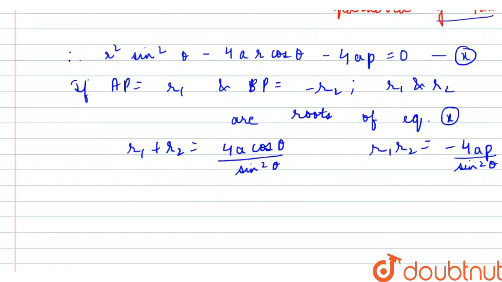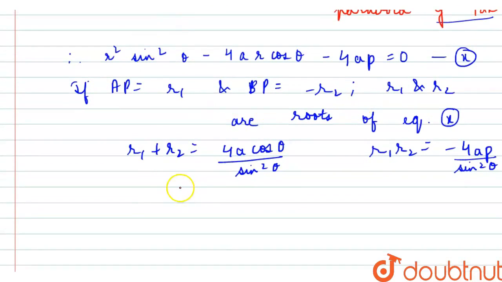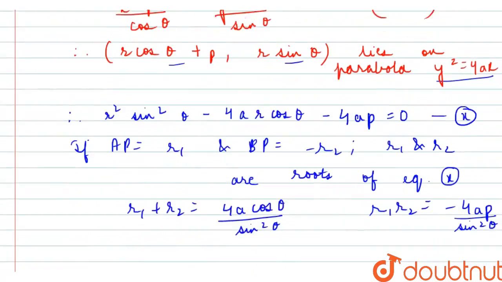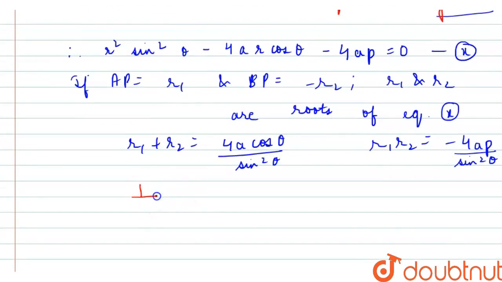Now let's proceed forward. So since in the question we have to prove that 1 upon AP square plus 1 upon BP square is independent of theta, let's find it out. 1 upon AP square plus 1 upon BP square, so that would be equal to 1 upon R1 square plus 1 upon R2 square. We have assumed it's minus R2, but the square of that would be a positive number, so R2 square.